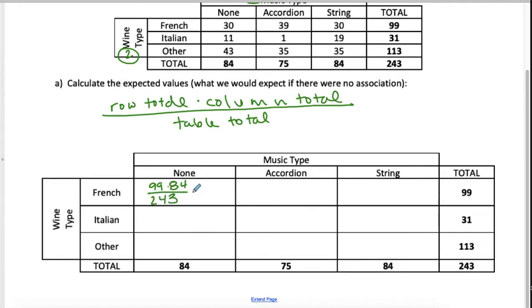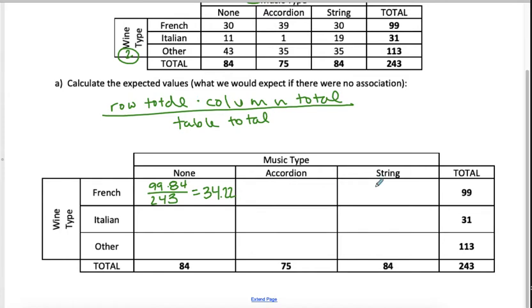243. I cracked myself up, I'm telling you. All right, so when I do that, I get 34.22. Never round your expected up to an observed value, so we leave it as that rounded value. It's okay if you go 34.2, but don't round to an observation.